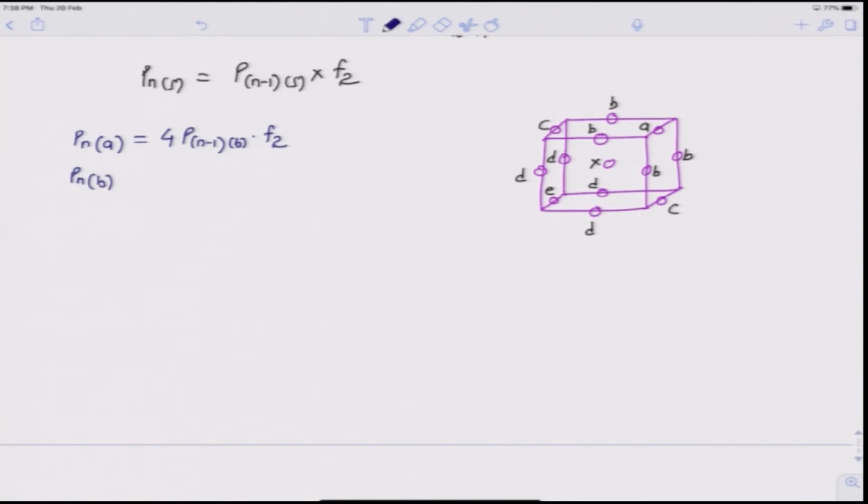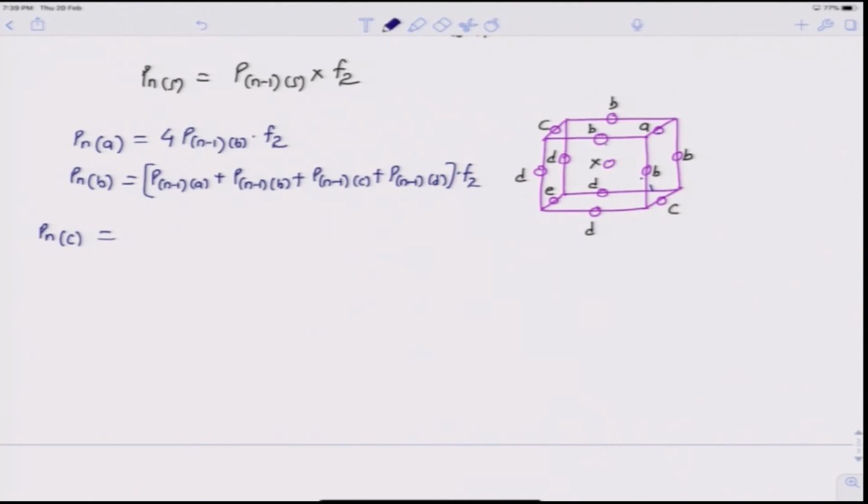Similarly, if we consider Pn of B, if we consider any B atom here, the nearest neighbors of B and X, if we find, they contain one A site, then one B type of site here, then one C site and one D site. So, this would be P n minus 1 of A plus P n minus 1 of B plus P n minus 1 of C plus P n minus 1 of D times F2.